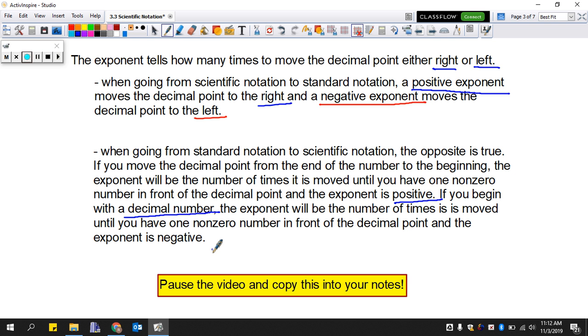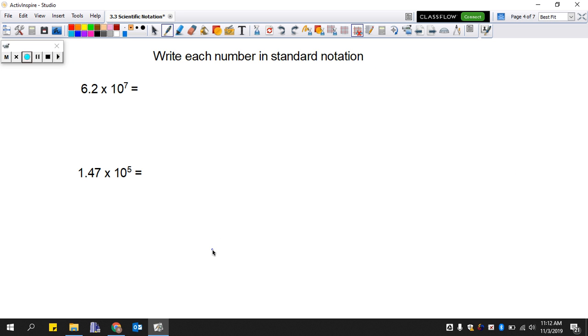Okay, so write each number in standard notation. So we're going from scientific notation here to standard notation. You notice that we have 6.2 times 10 to the 7. So we're going to start off with 6.2, and because the 7 is a positive number, we know that we're going to have a large number. We're going to move to the right 7 times.